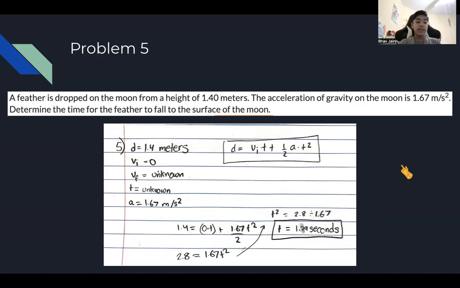So we know the distance traveled, we know the initial velocity, and we know the acceleration. The equation we're going to use here is distance equals vi times t plus 1/2 a times t squared. So the distance 1.4 equals 0 times t, which is 0, plus 1.67 over 2 t squared, where 1.67 is the acceleration. So what we get here is 2.8, because we multiply the 2 over to this side, equals 1.67 t squared. T squared equals 2.8 divided by 1.67, and t therefore equals 1.29 seconds. And this is how long it takes for the feather to fall to the surface.